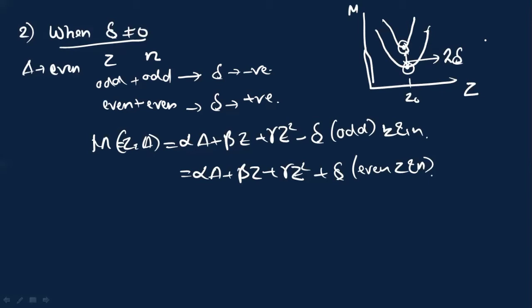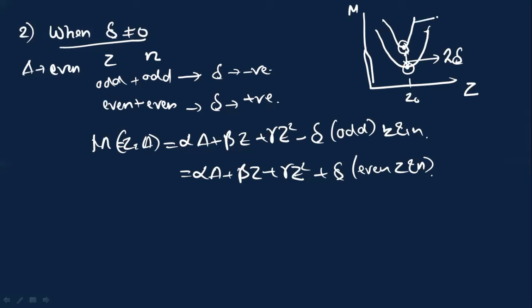So here you are getting how many parabolas? You are getting two parabolas. Two parabolas means how many stable isobars will be there? There will be two stable isobars. Yes or no? So you have to remember, when delta is not equal to 0, in that case you will have two isobars and there will be two stable nuclei.